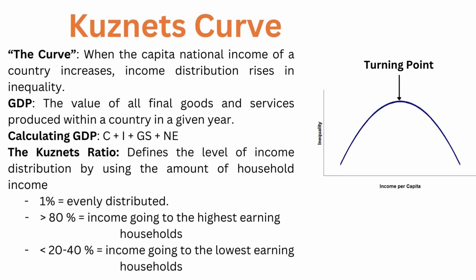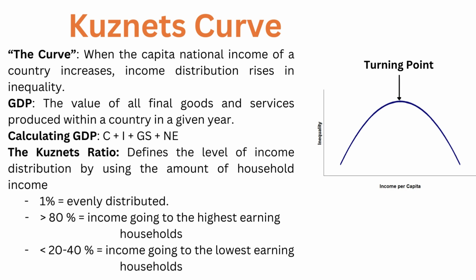Simon Kuznets came up with the idea of the Kuznets curve, which is when the per capita income increases along with income inequality. And for those of you who don't know, per capita income is the average per person income for an area to determine the standard of living of that population. After reaching the maximum level, or the tipping point, income inequality falls as GDP increases.